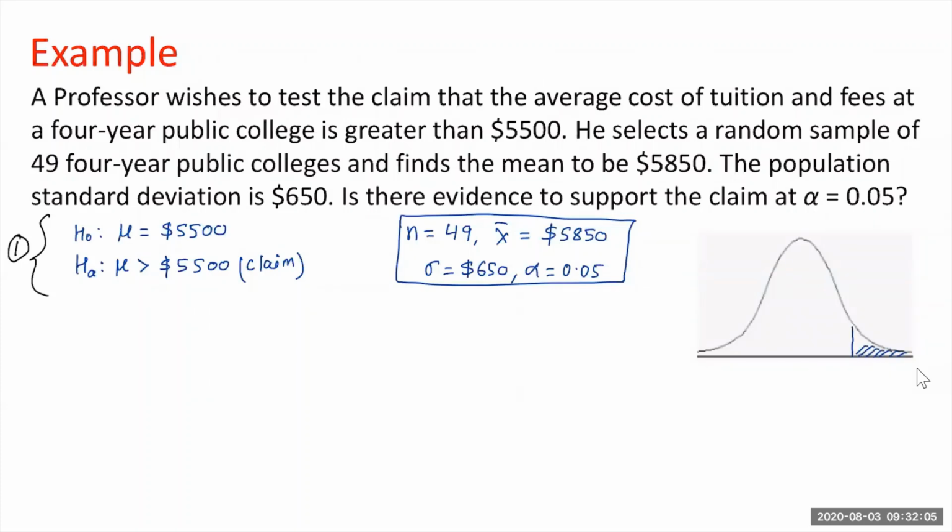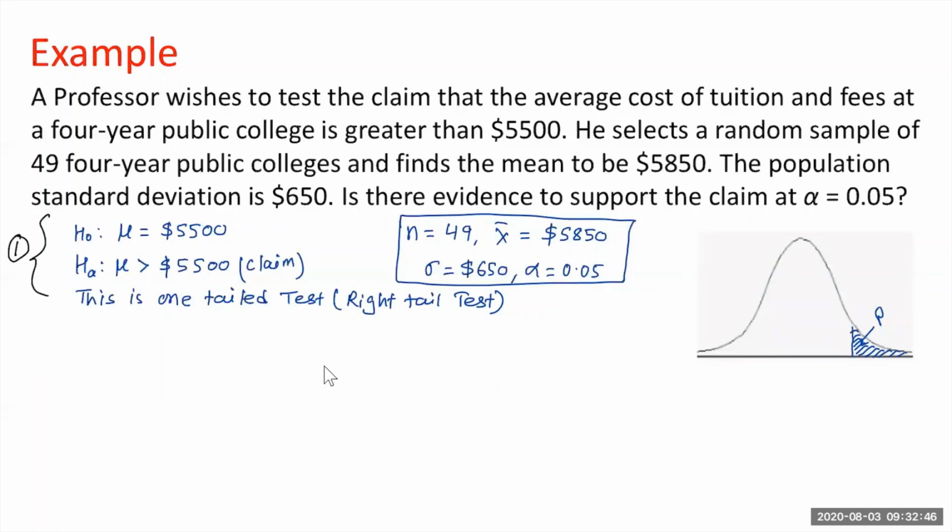So this is the right tail, and the area on the tail is your p-value. The area on the right tail is the p-value. So this is a one-tail test. Let's write that down: this is a one-tailed test, in fact a right-tail test.